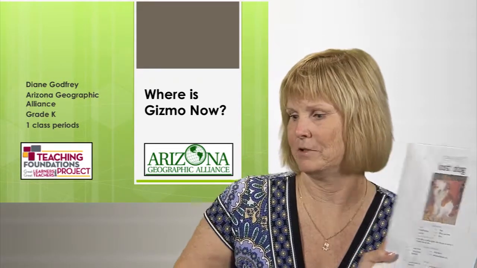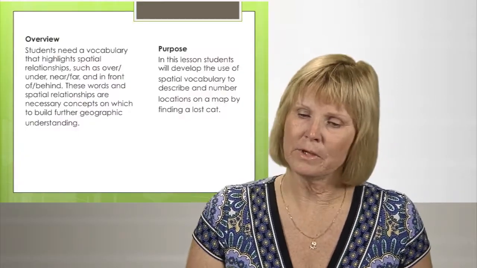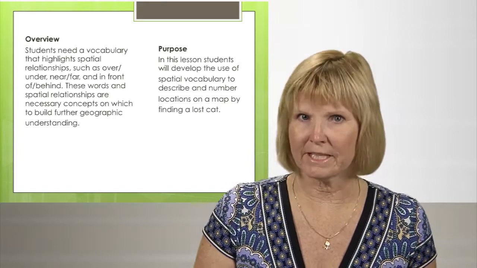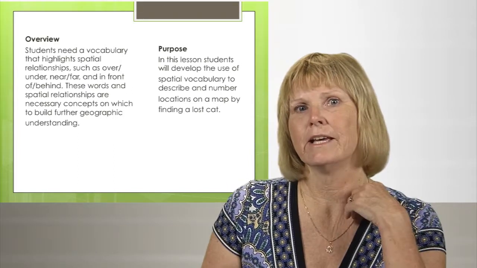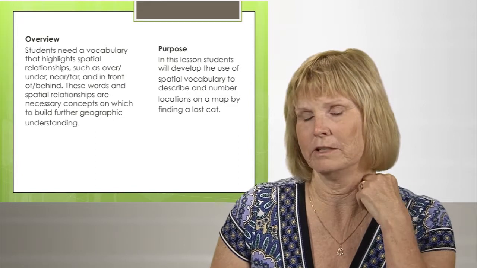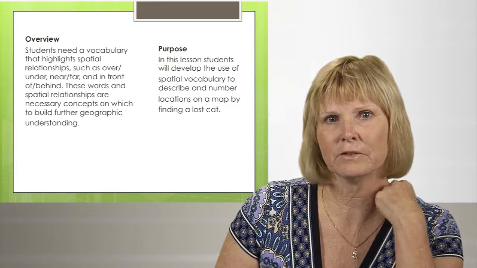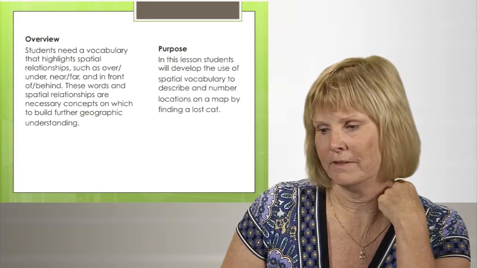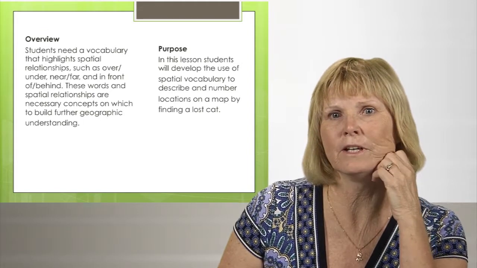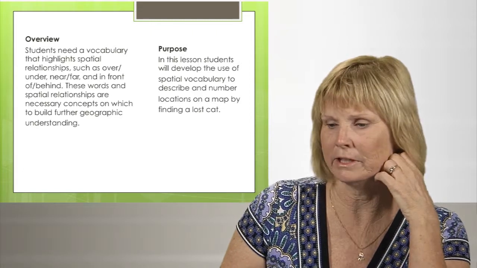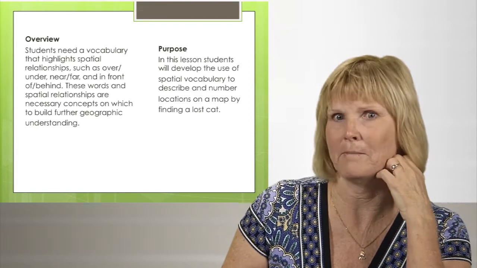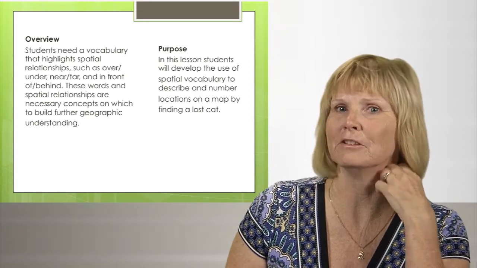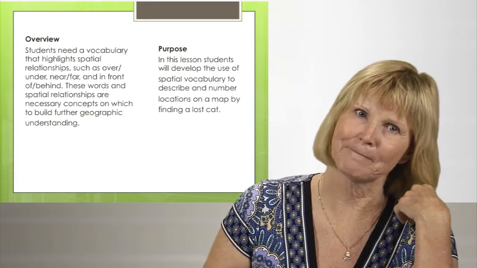to find animals. One thing that's really important with young learners is that they have a vocabulary that highlights their spatial understanding so that they can give directions and build their geographic understanding. The purpose of this lesson will be to develop the use of spatial vocabulary to describe numbers and locations on a map. And they're going to be looking to find a lost cat.